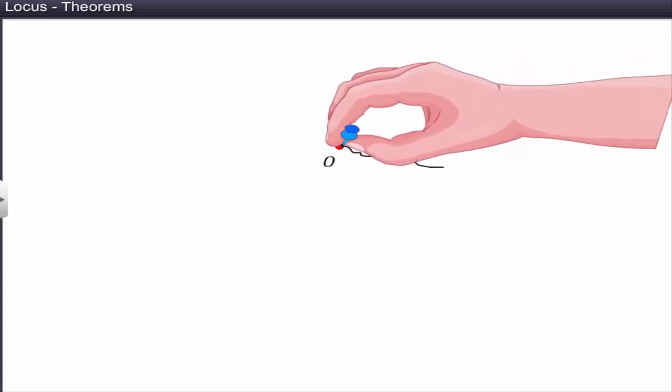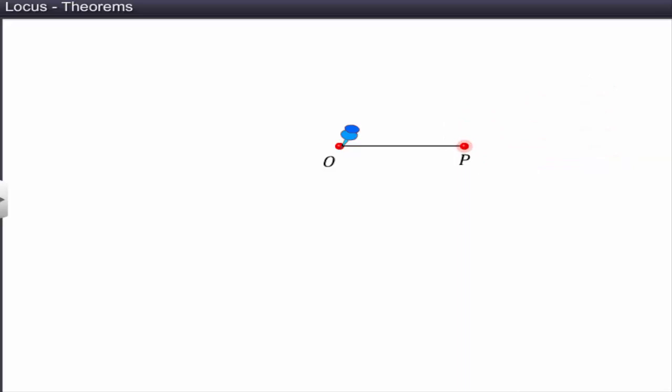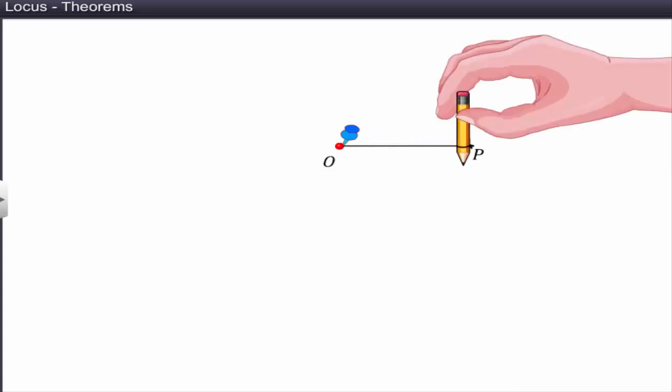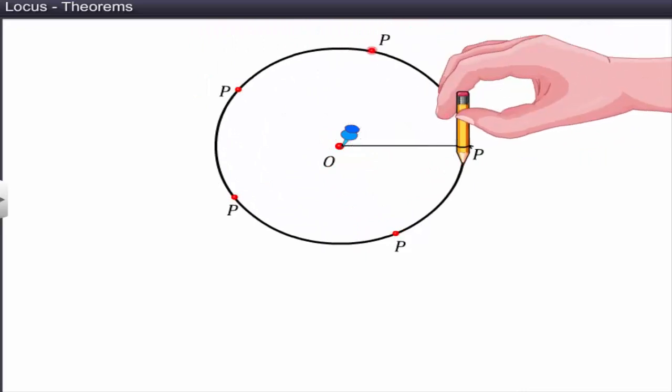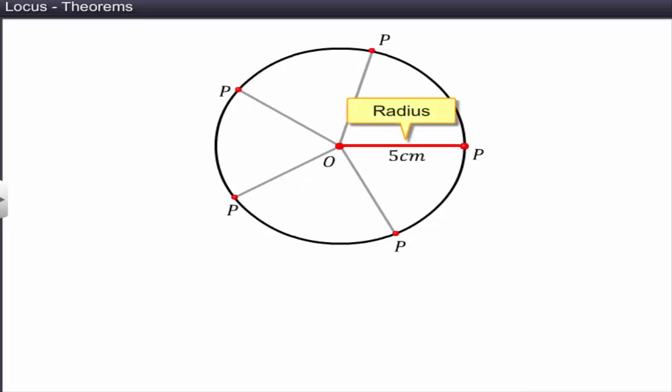Now, place at O a drawing pin tied to a strong thread. Label the other end of the thread as P. Let the string be of fixed length, say 5 centimeters. On moving point P around point O, we obtain a circle. A fixed point O is called the center, and the fixed distance OP, equal to 5 centimeters, is called the radius of the circle.